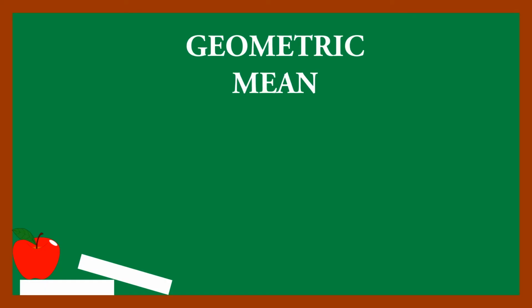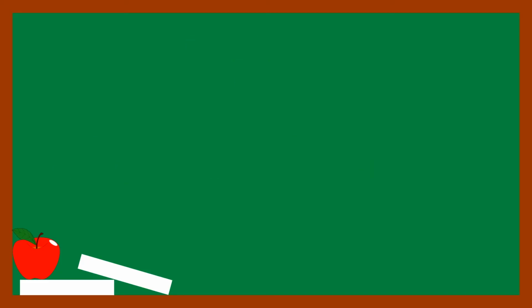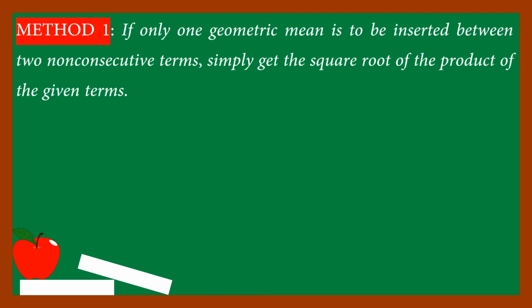Good day, learners. Today we're going to talk about geometric mean. Geometric means are terms between any two non-consecutive terms of a geometric sequence. So today, I'm going to discuss two methods. How are we going to look for the geometric means of a given geometric sequence? So let's discuss method 1 first.